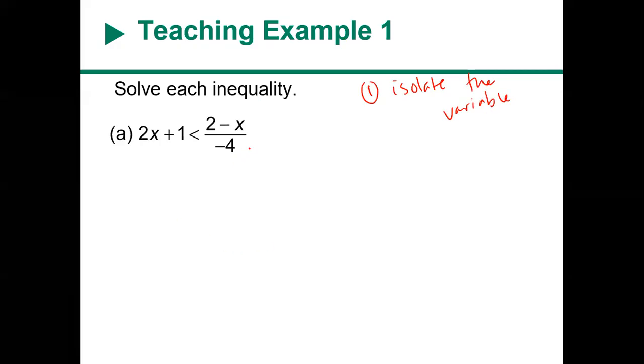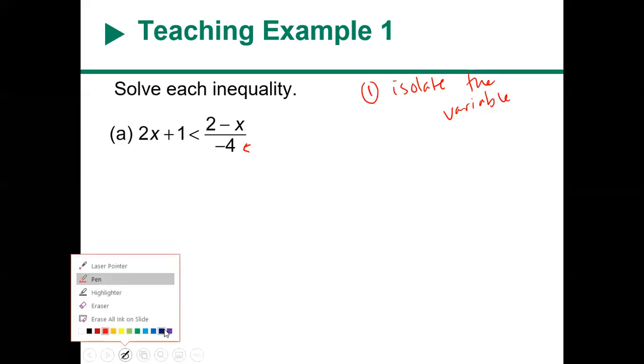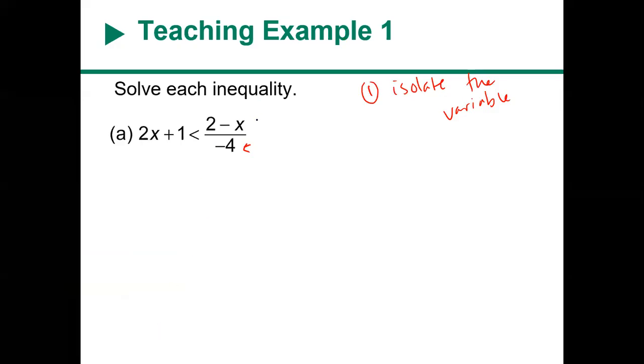Okay. So the first thing I want to get rid of is this -4 in the denominator. How do I get rid of -4 in the denominator? Times both sides by -4. So I'm going to multiply this side and this side by -4. So I'm left with -8x minus 4.